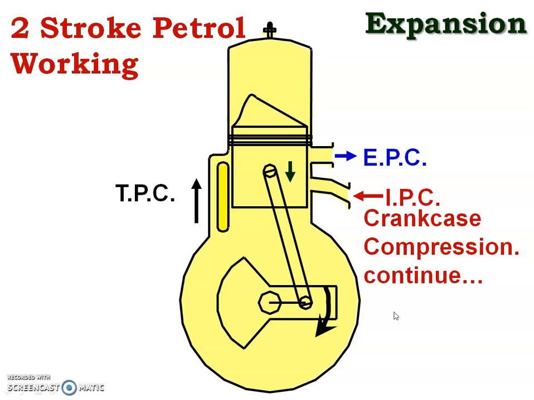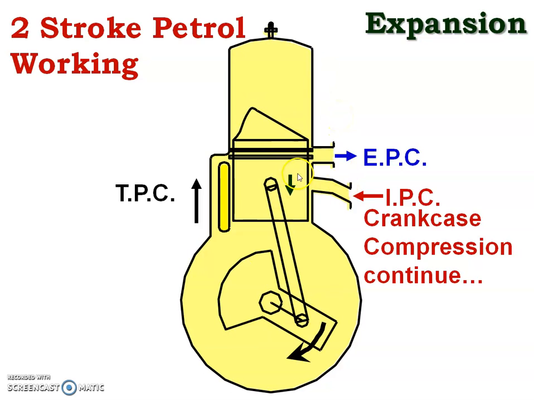So we have reached the condition from where we started. All ports are closed and the piston is moving downward. So that is nothing but the working of the two-stroke petrol engine. During the two strokes of the piston, that is, bottom to top and top to bottom, we get one power stroke. And so it is known as the two-stroke petrol engine.